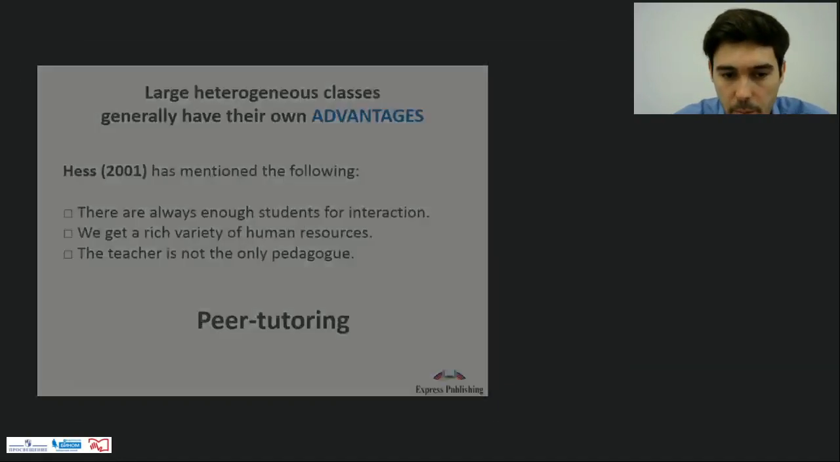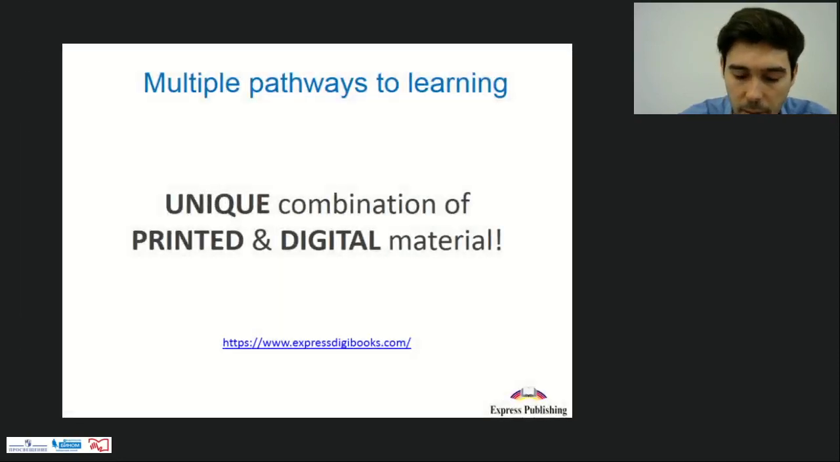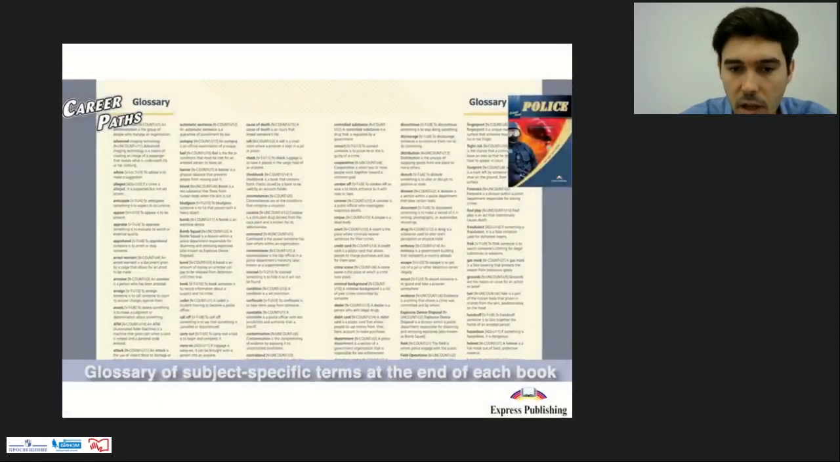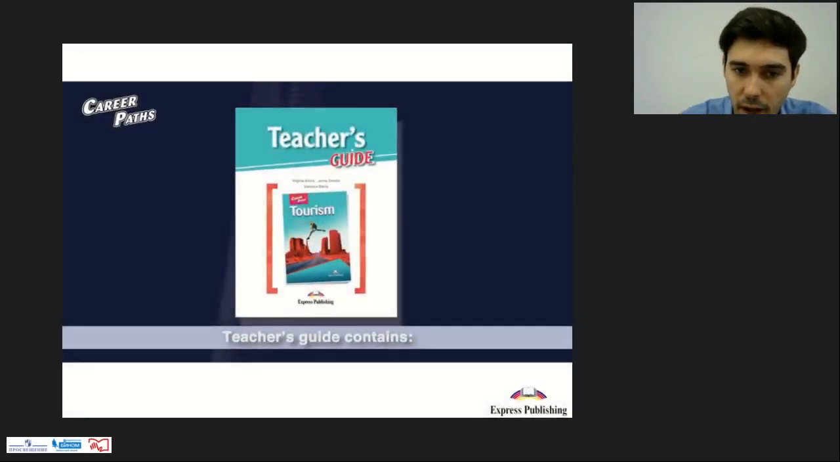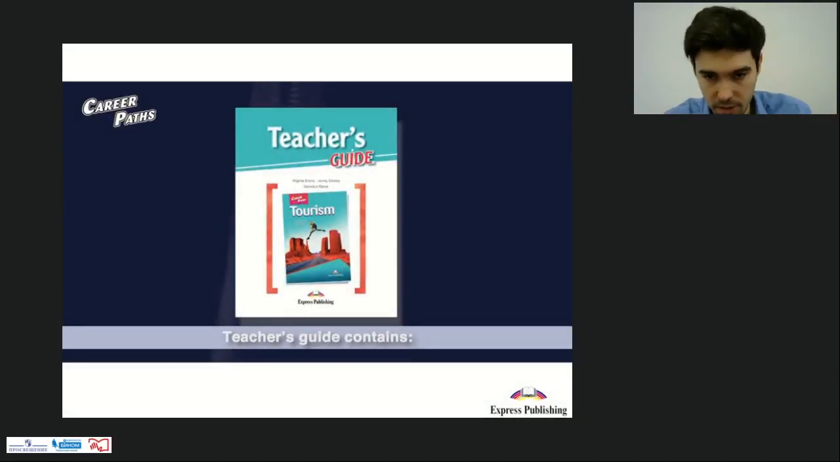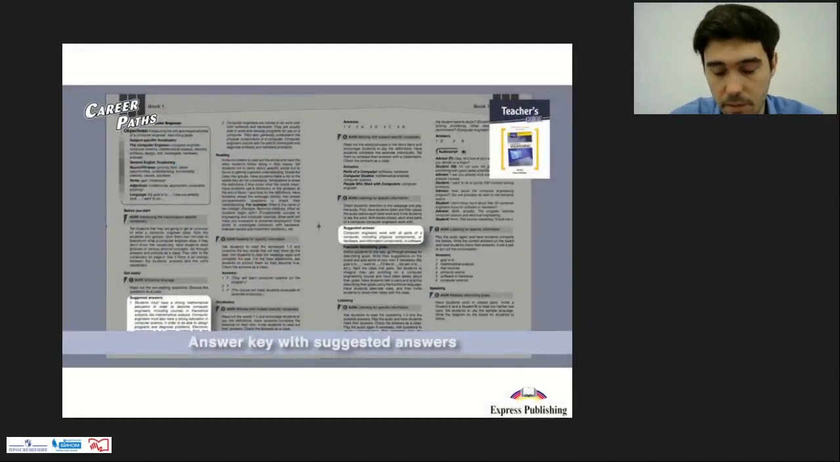As you can see through Career Paths, we have lots of different resources available to the teachers that help the teachers and students. We have glossaries that have the subject-specific vocabulary. So in each book, we have over 400 vocabulary items. We can see here we have the pronunciation, we have examples. The teacher's guide contains all of the instructions, all of the answer keys, the audios and suggested answers for the writings and speakings. And here we can see some of the suggested answers, audio scripts.